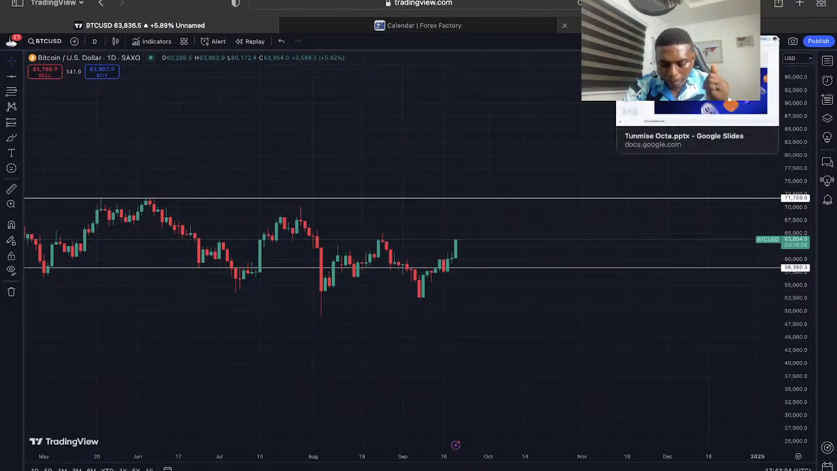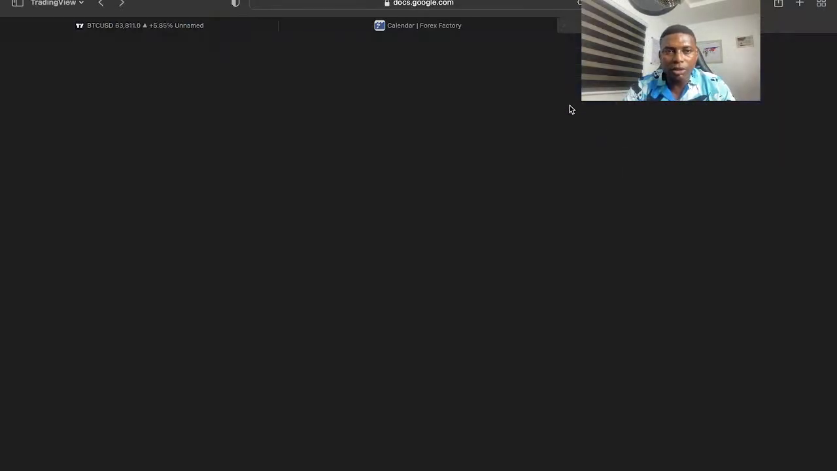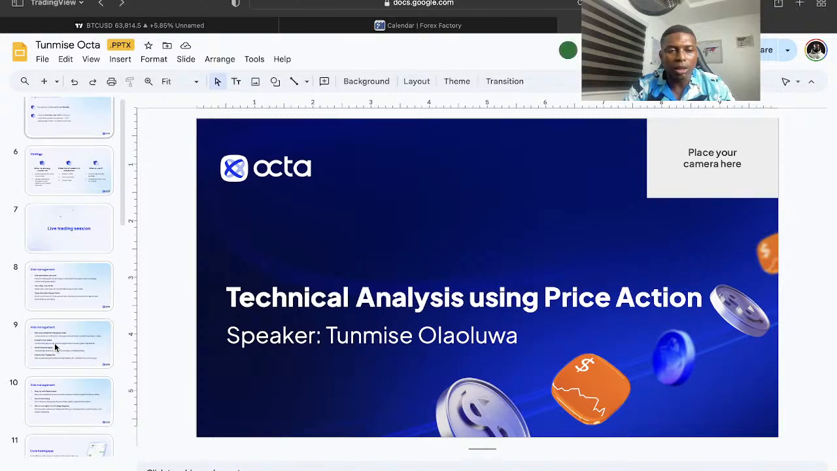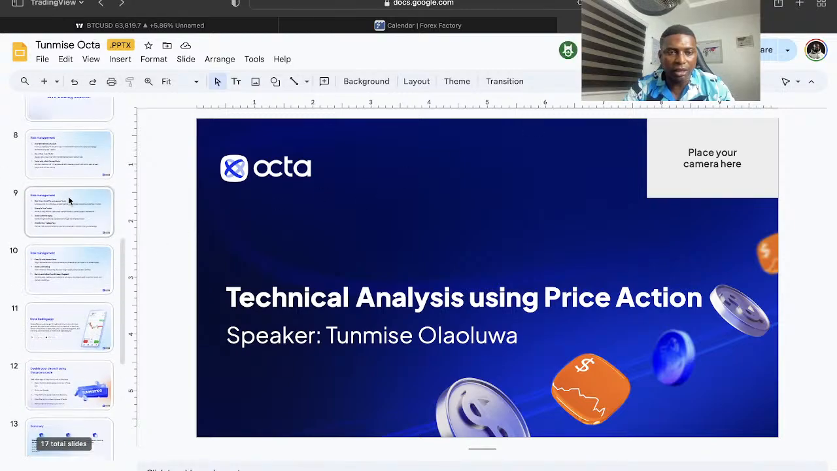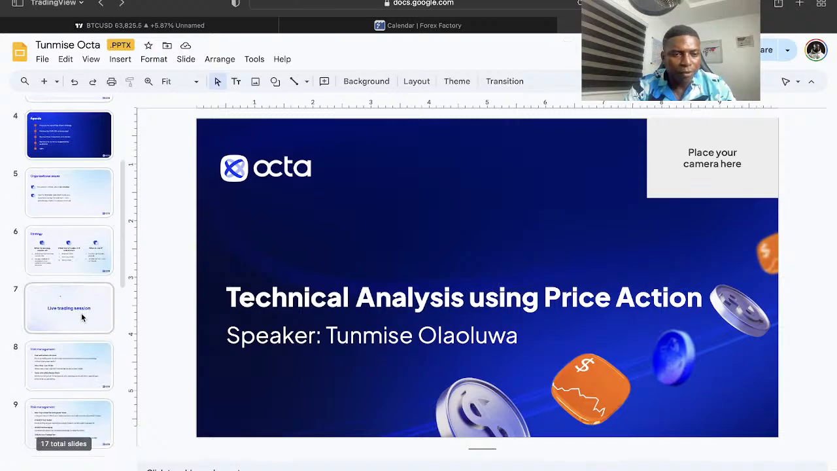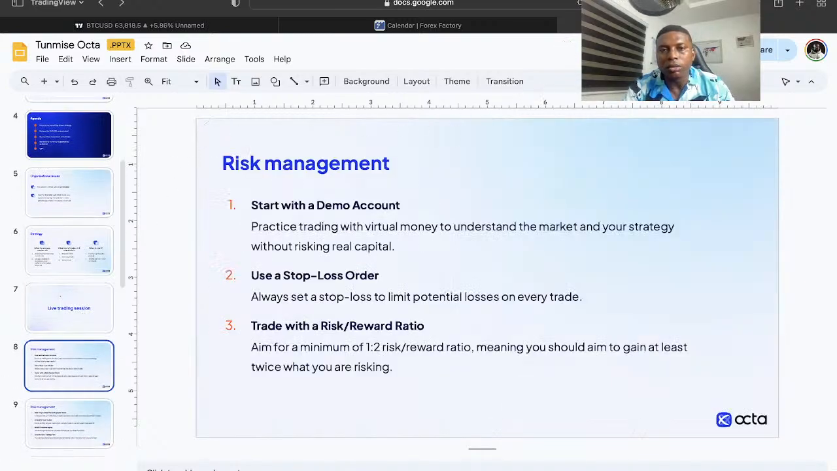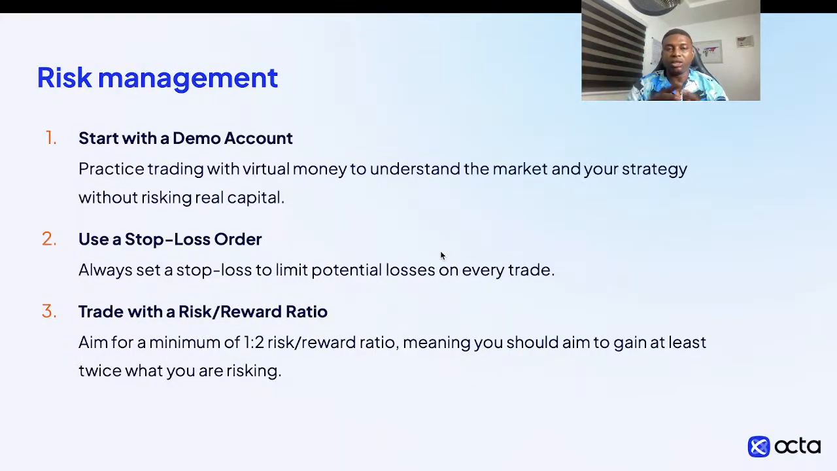One interesting thing I also want us to note here is our risk management, because this is a very important aspect of your trading. This is for new traders. If you're a new trader, please do well to start with demo accounts. Practice trading with virtual money to understand how the market and your strategy work without risking your real capital.